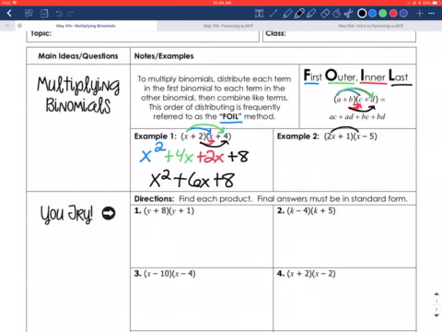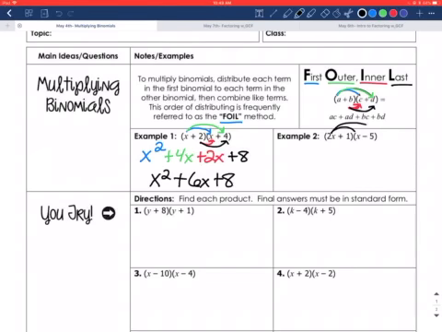So we're going to do the first and outer. So we just distributed this 2x. And then we're going to do the inner and last. So we just distributed the 1. That's all you're doing. FOIL is a fancy way to put it, but you're pretty much just distributing twice.